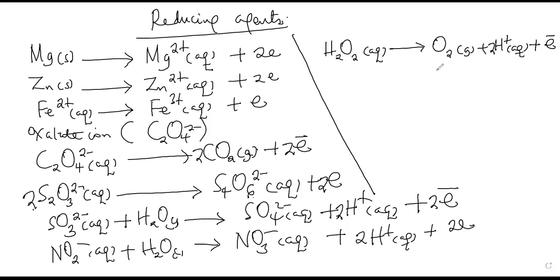Hydrogens are 2, 1. So we put here 2. There is no charge this side, so we have to make them -2 also. So that -2 plus 2 is 0.